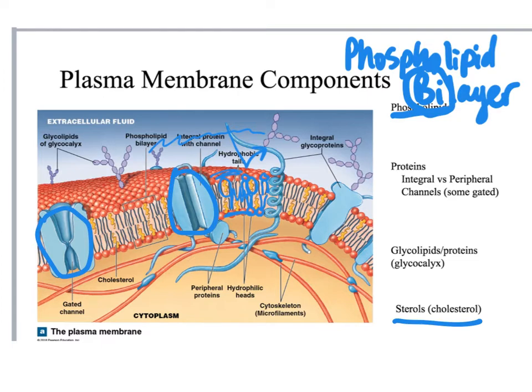Some of those proteins are helping transport material into and out of the cell. Some of those proteins are helping to connect one cell to another. Some of them are acting as receptors for hormones and neurotransmitters. So there are proteins embedded throughout the plasma membrane. And there are also some glycolipids or glycoproteins, and you can see them sticking out. They function to signal to immune cells that this is a normal body cell so that they don't get attacked, for example, by the immune system, and they have some other functions as well.